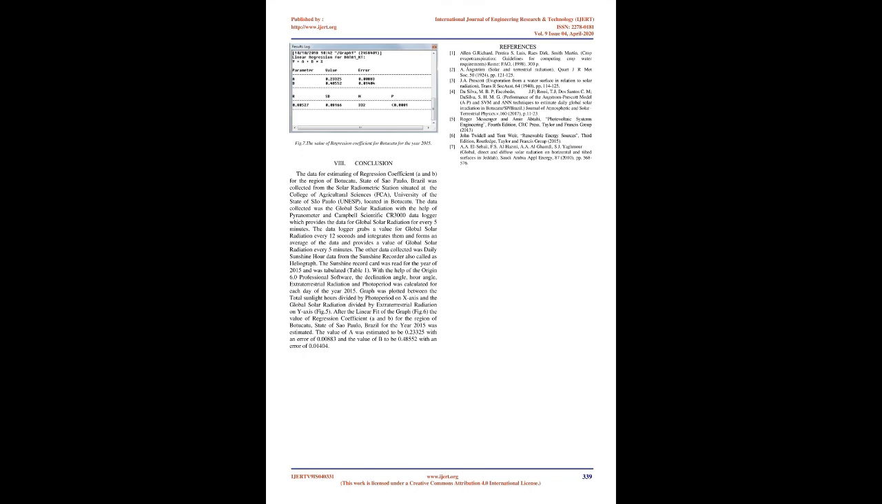The other data collected was daily sunshine hour data from the sunshine recorder, also called a heliograph. The sunshine record card was read for the year of 2015 and was tabulated, Table 1. With the help of the Origin 6.0 Professional software, the declination angle, hour angle, extraterrestrial radiation, and photoperiod were calculated for each day of the year 2015. Graph was plotted between the total sunlight hours divided by photoperiod on the x-axis and the global solar radiation divided by extraterrestrial radiation on the y-axis, Fig. 5. After the linear fit of the graph, Fig. 6, the values of regression coefficients A and B for the region of Botucatu, state of São Paulo, Brazil for the year 2015 were estimated. The value of A was estimated to be 0.23325 with an error of 0.00883 and the value of B to be 0.48552 with an error of 0.01404.